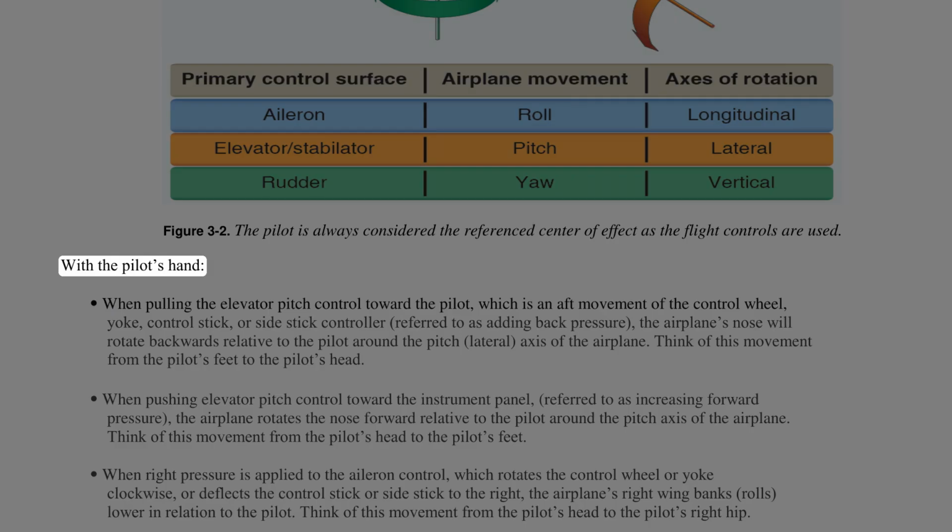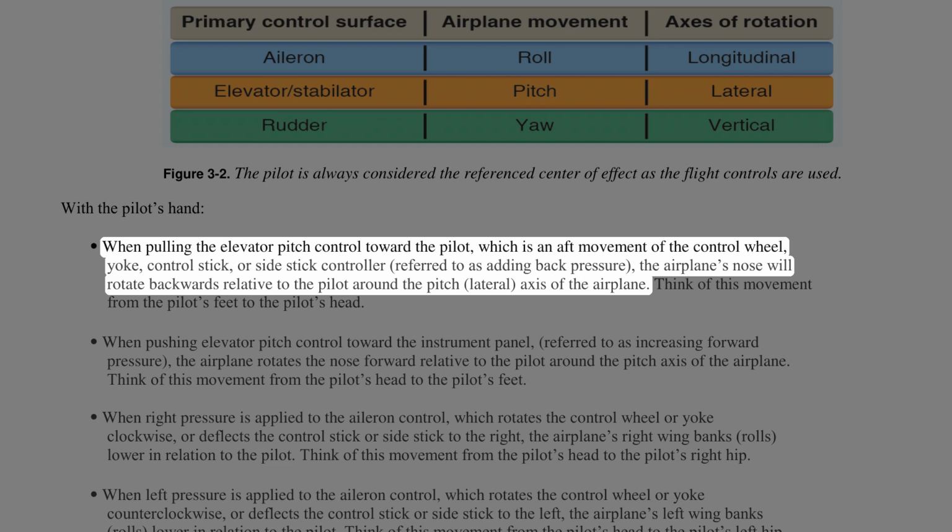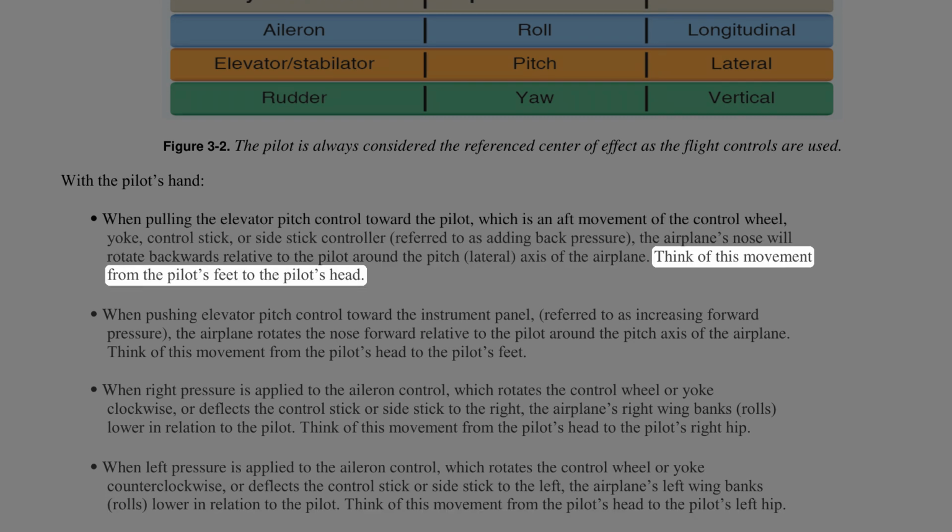With the pilot's hand, when pulling the elevator pitch control toward the pilot, which is an aft movement of the control wheel, yoke, control stick, or side stick controller, referred to as adding back pressure, the airplane's nose will rotate backwards relative to the pilot around the pitch, lateral axis of the airplane. Think of this movement from the pilot's feet to the pilot's head.